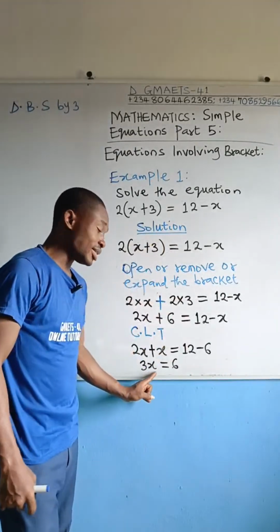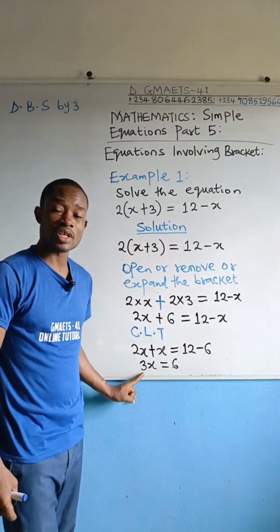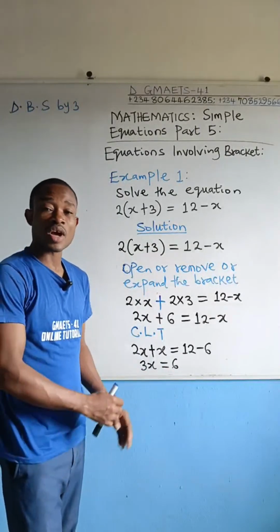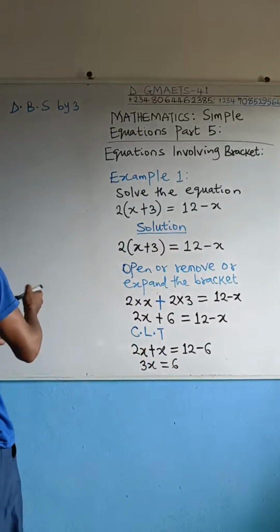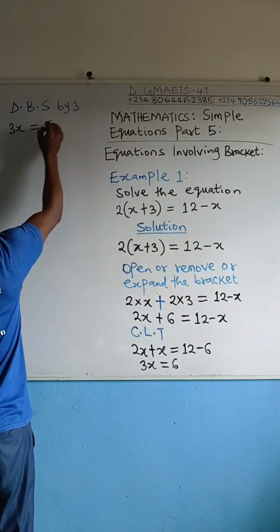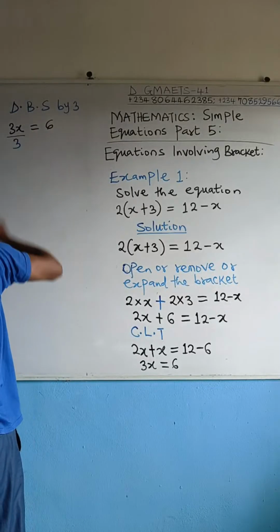And if you look at this, it happens here. The unknown is x. The quotient is 3 because 3 is multiplying x. This is 3 times x equal to 6. At this point, you have to divide both sides by the quotient of the unknown, which is 3. So I am going to have 3x equal to 6. Divide here by 3. Divide here by 3.